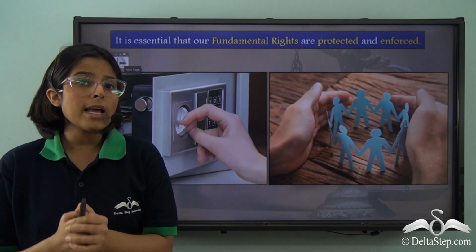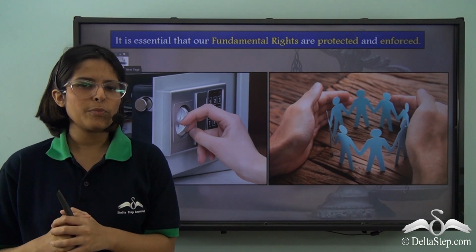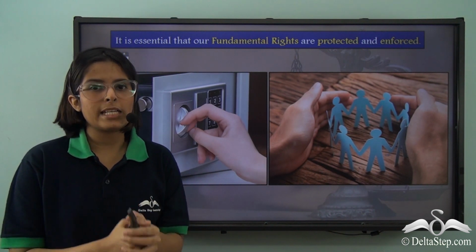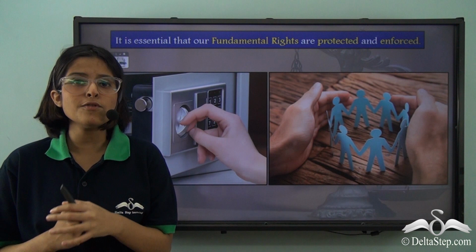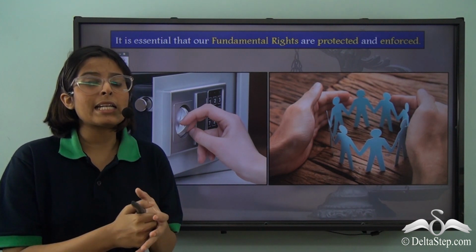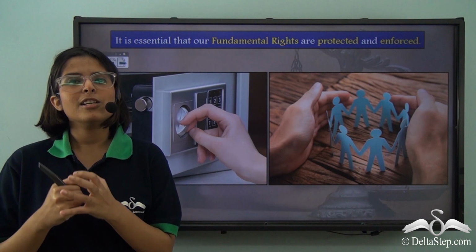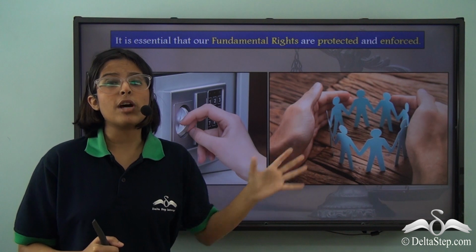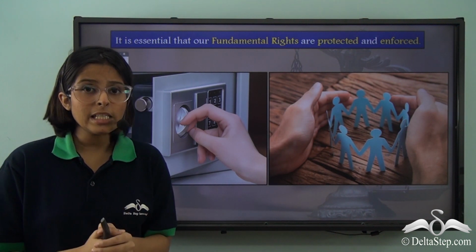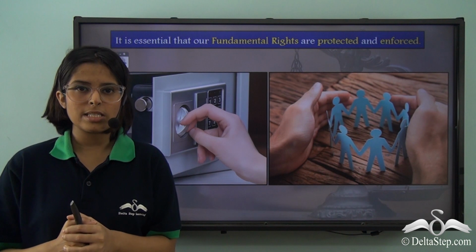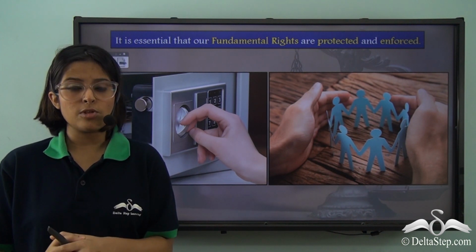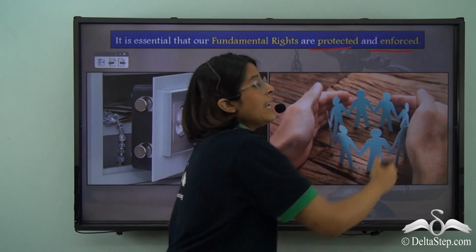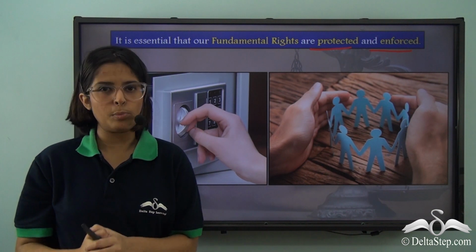Now, let's assume that I have given you a precious piece of jewelry. What do you do with that? Your initial thought should be how to protect it, how to safe keep that piece of jewelry. So you will protect it because it is so precious. Just like that, the Indian Constitution has given us the fundamental rights which require to be protected because they are so precious to us. So just giving the fundamental rights is not enough. They also need to be protected and enforced or implemented properly.